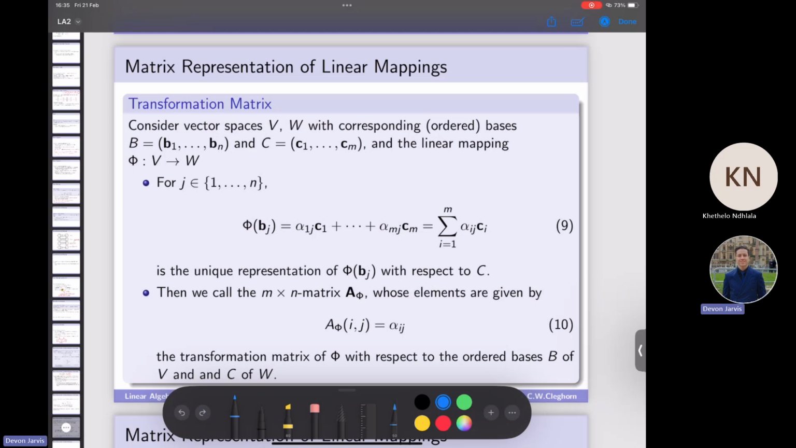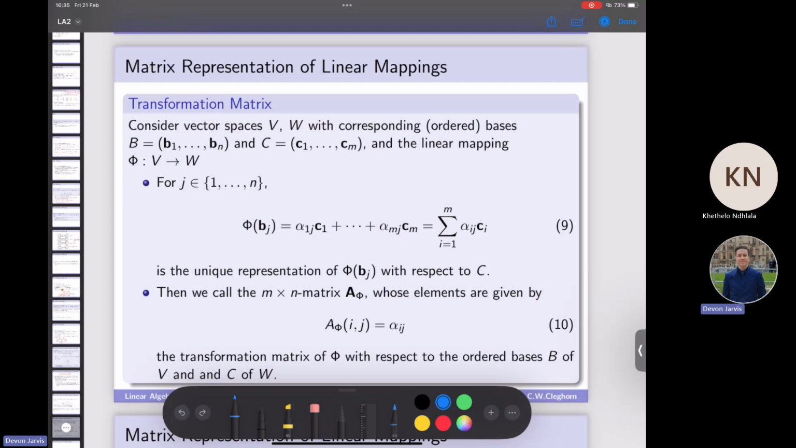Cool. All right. So considering vector spaces V and W with corresponding ordered bases B and C, and again, to the earlier question, we are given B and C. We are told what these bases are. Then there is a linear mapping phi, which takes us from V to W. In this case, the way that it works is we take each basis vector Bj and represent it as a linear combination of the basis vectors of W.